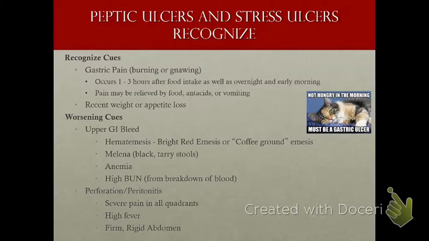The pain can be relieved by foods, antacids, or vomiting, because vomiting gets the acid out of the stomach. Antacids stop the acid from being made as much. And food actually neutralizes the acid, because if you put food in there while the acid is being produced, it's all mixing together and becoming other things other than acid.